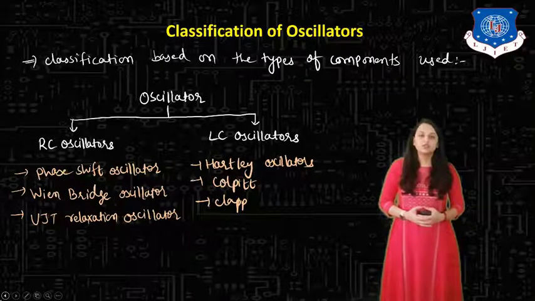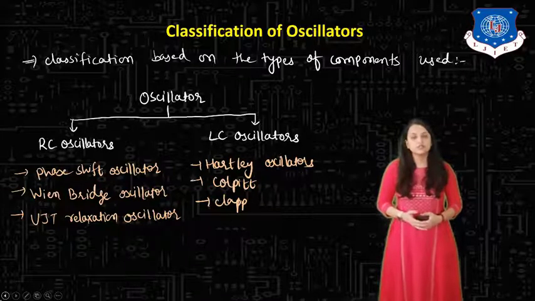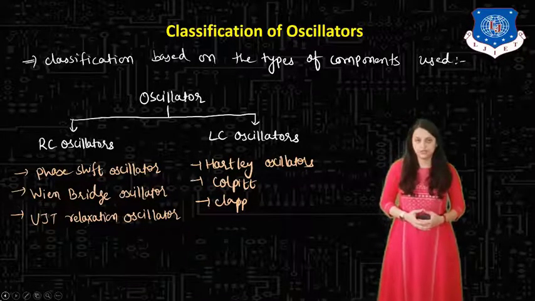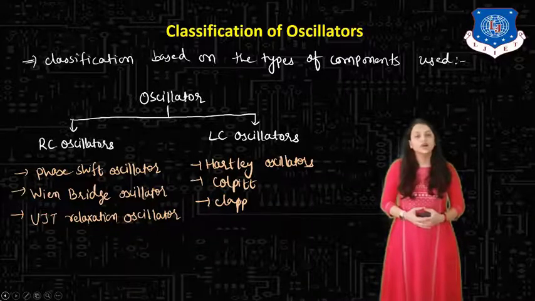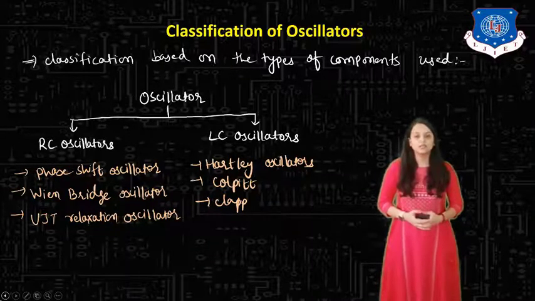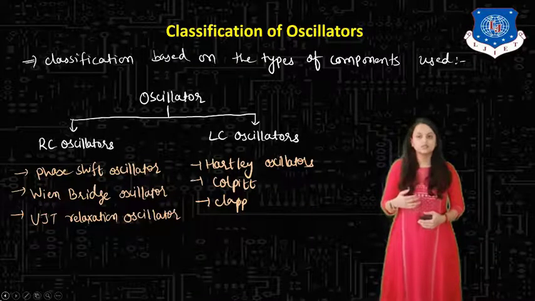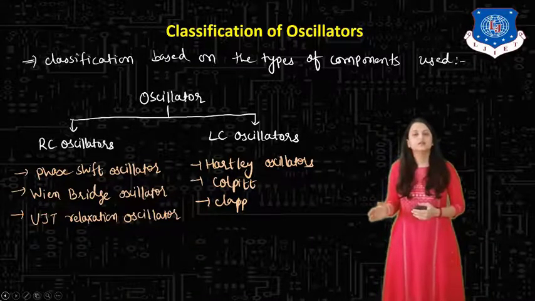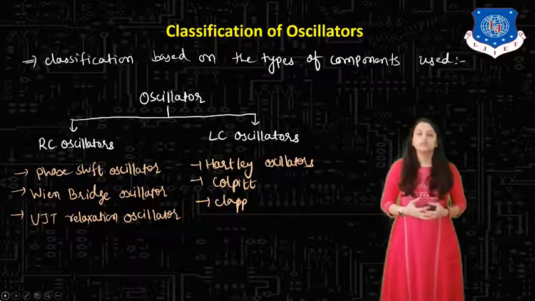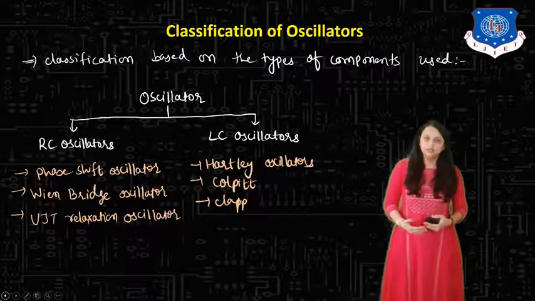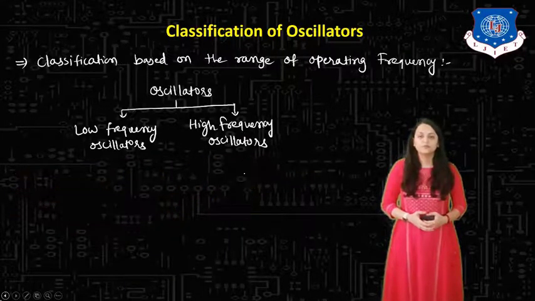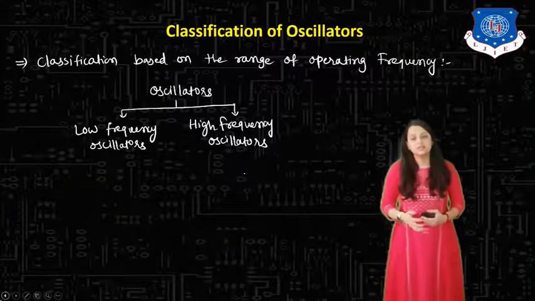In RC oscillators, we have the phase shift oscillator, Wien bridge oscillator and UJT relaxation oscillator. And on the other side, in LC oscillators, we have the Hartley oscillator, Colpitts oscillator and Clapp oscillator. These are the LC oscillators. All this we will see in detail in further sessions. Now, let us move to the next classification.